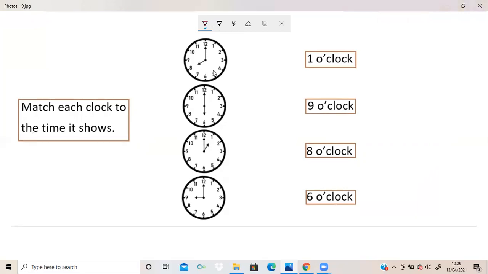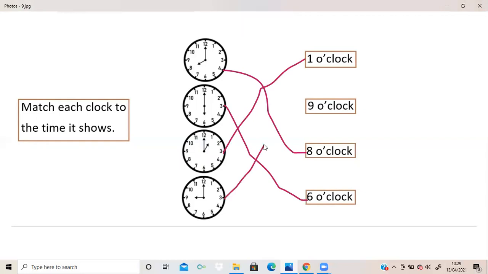So in this clock face, we can see it is 8 o'clock because minute hand pointing to 12 and hour hand pointing to 8. So draw the line here. This one is 6 o'clock. And this one is 1 o'clock. Draw the line to 1 o'clock. And this is 9 o'clock.